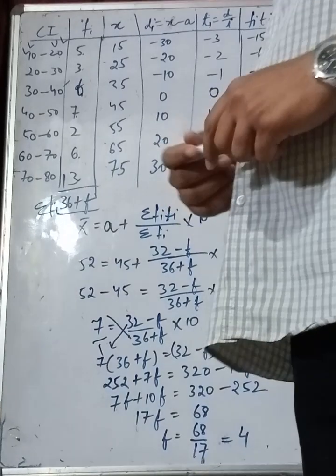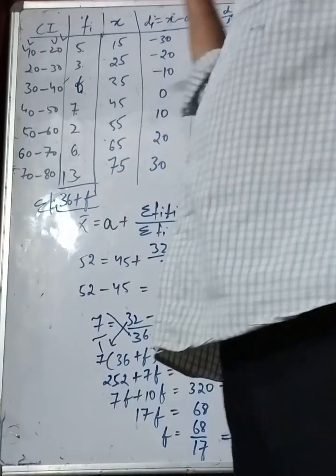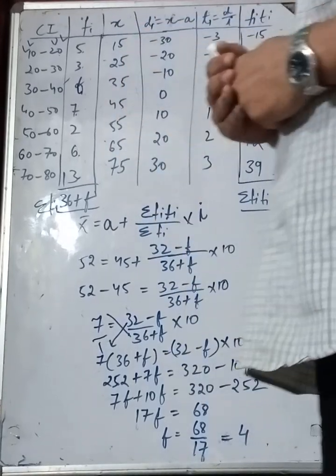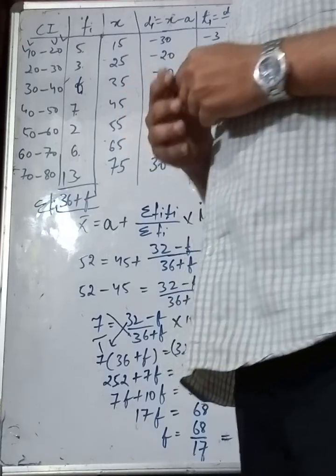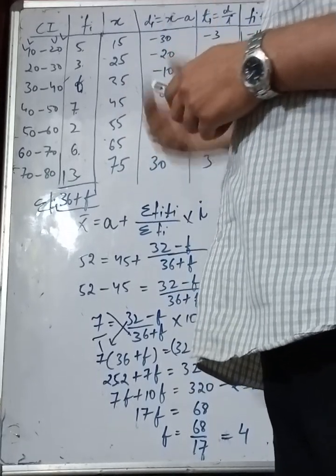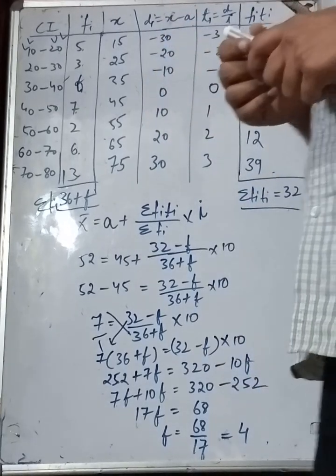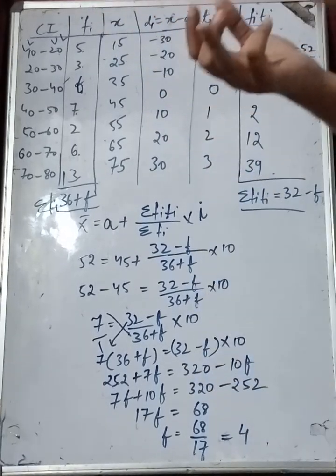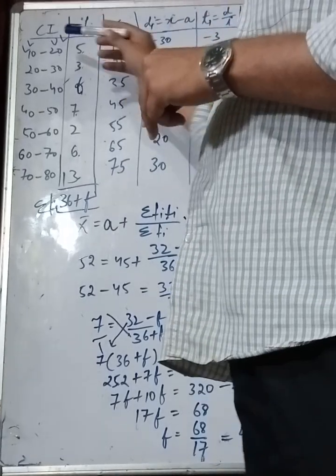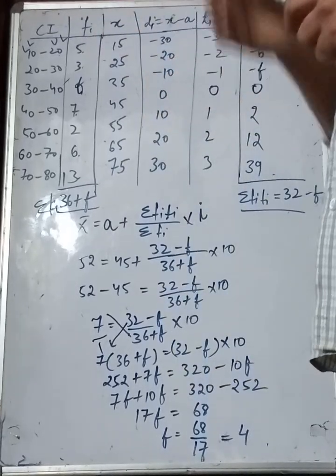Hello students. This is the same question as the previous one. In the previous video, we solved it with the help of the direct method, but now we're going to solve it with the help of the step deviation method. As we know, there are three methods of solving for the mean: direct method, shortcut method, and step deviation method.